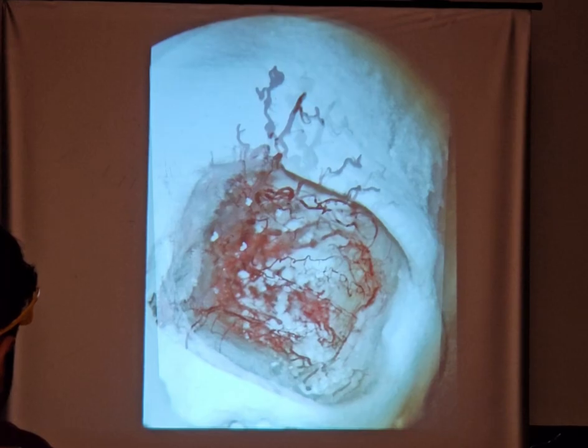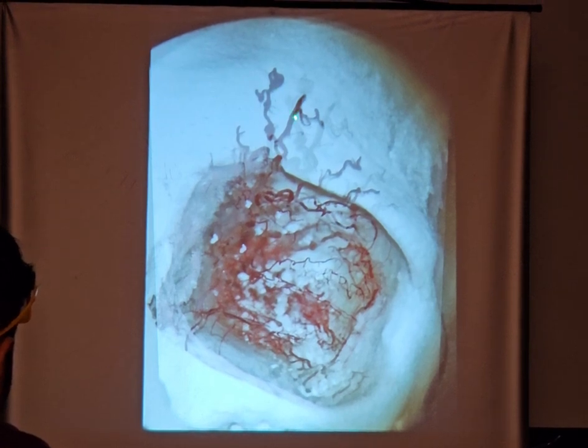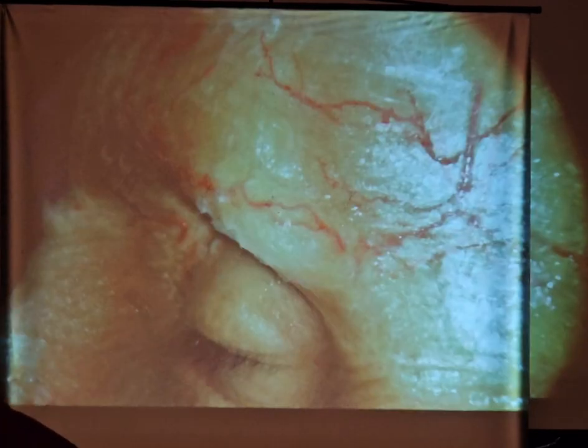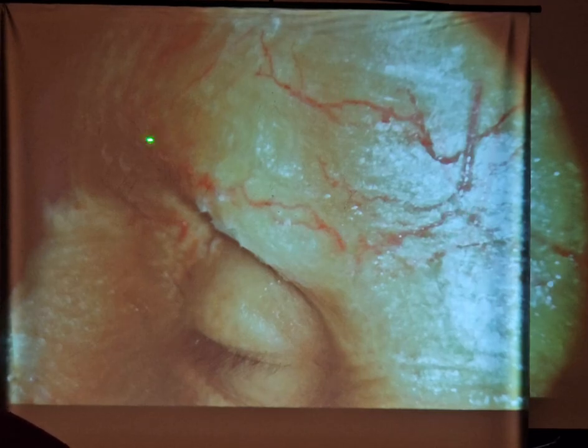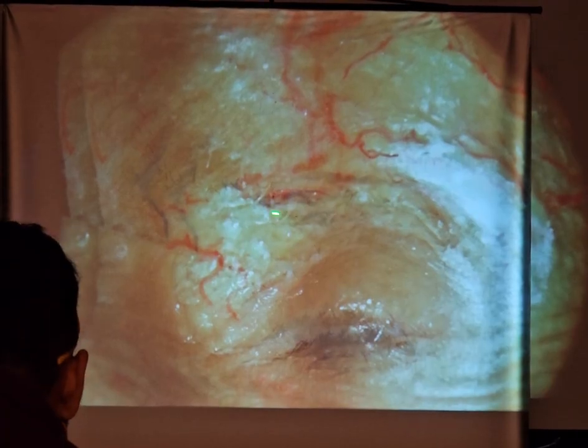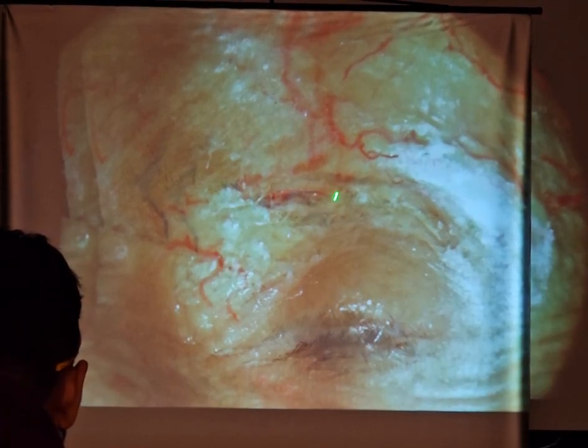One of the last possibilities is the anastomose between the supraorbital artery and the superficial temporal artery. We have seen this slide this morning. We can follow the superficial temporal artery, reaching here the supraorbital artery and supplying the orbit.